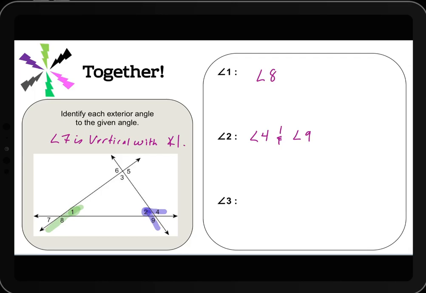And then likewise for this last bit, 3 forms a straight line with 6 and 5. So angle 5 and angle 6 are exterior to angle 3, or exterior to the whole figure, in fact. So all of those are exterior angles to that specific angle, meaning that they're all supplementary with that specific angle. So their sum would be equal to 180.